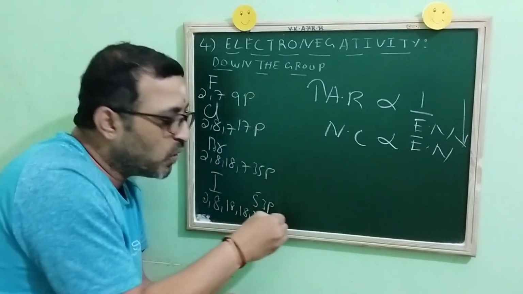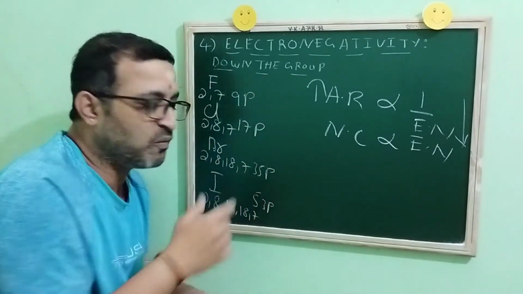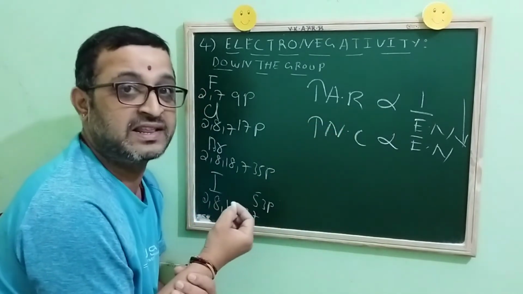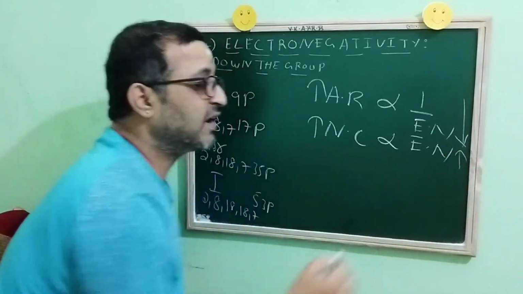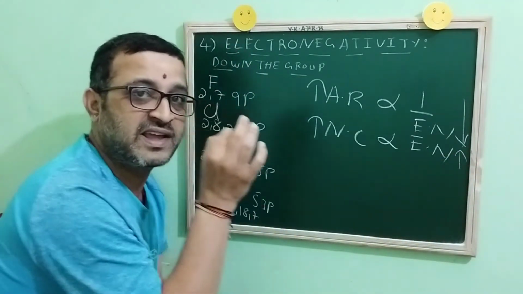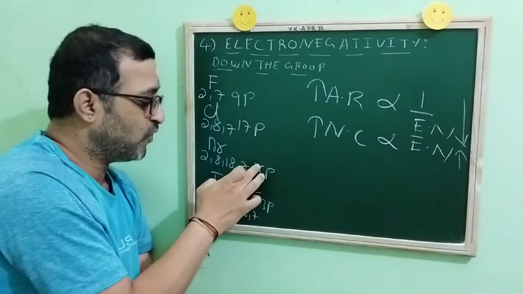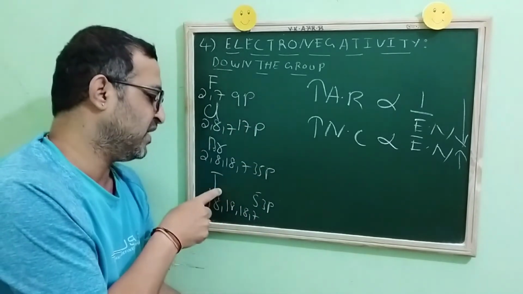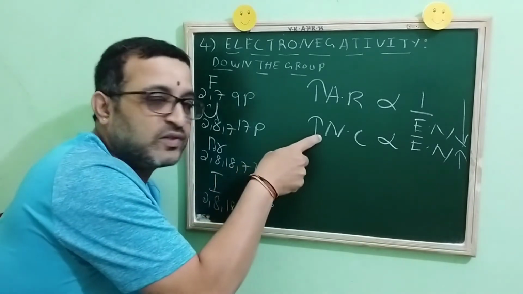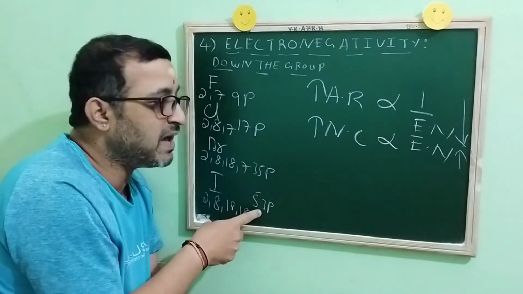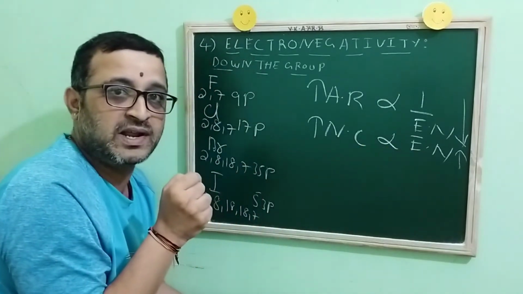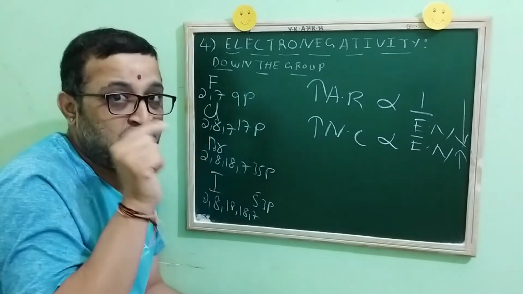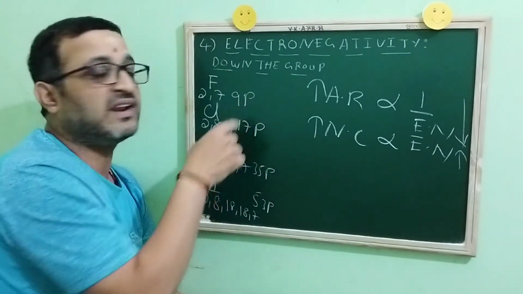Now, when you go down the group, the nuclear charge is also what? Increasing. So, as the nuclear charge increases, electronegativity is going to what, children? Increase. So, out of these four atoms, which one is having a maximum nuclear charge? Definitely it is iodine. So, according to this concept, iodine should be having a maximum electronegativity and fluorine should be having a minimum electronegativity because it has the least nuclear charge.